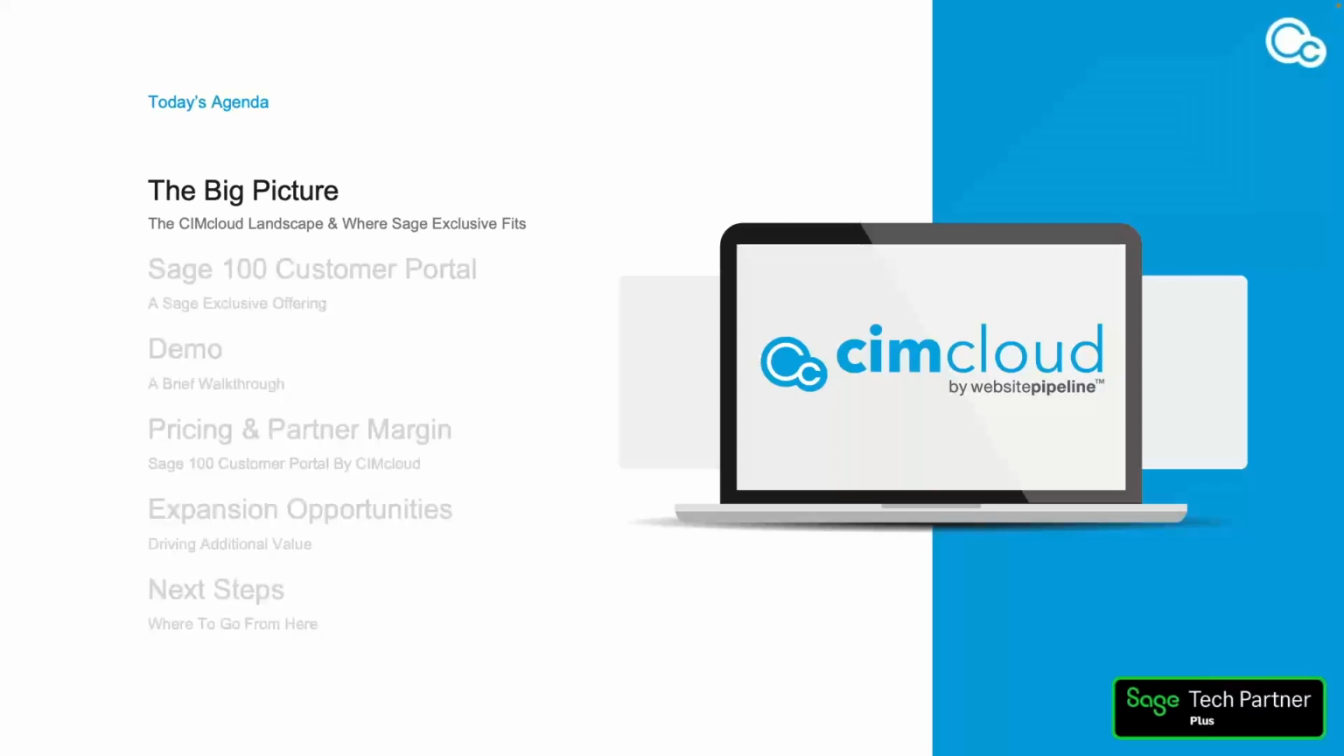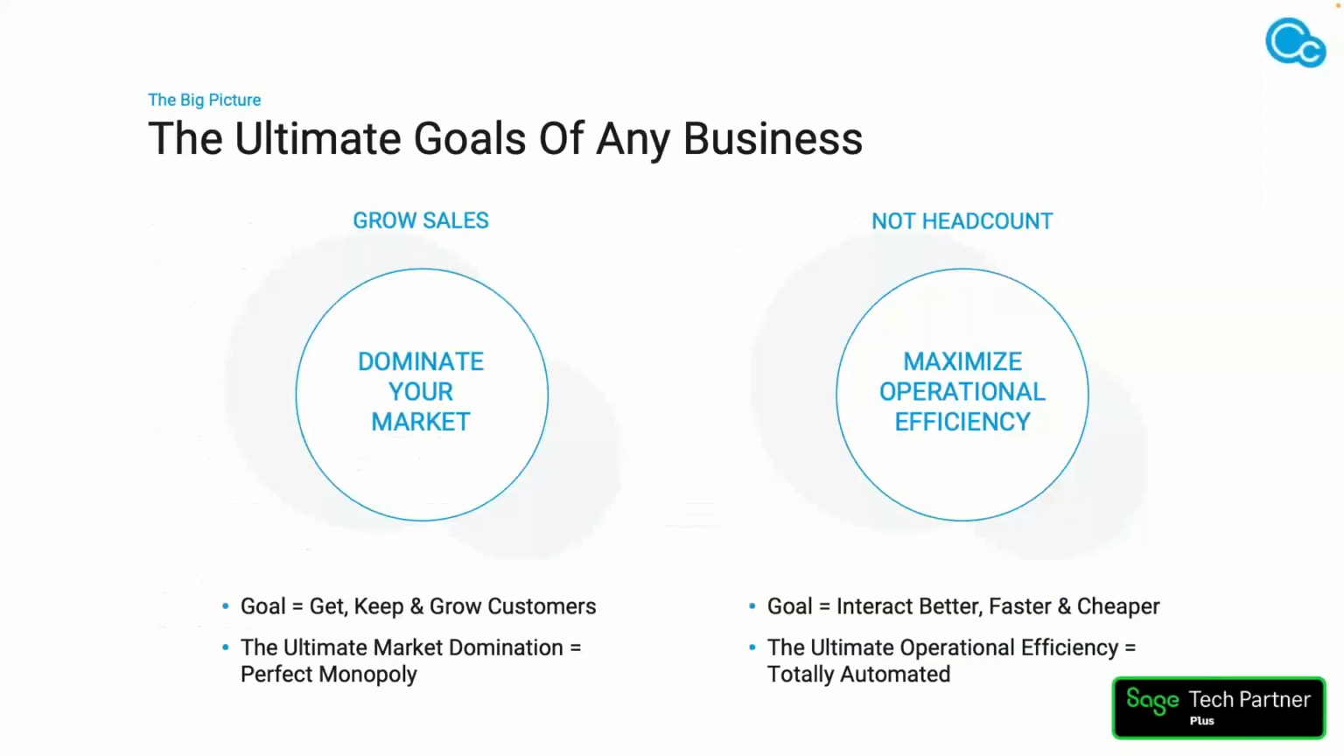So without further ado, I'm going to start with the big picture. When you're working with your customers, they may be looking at warehouse automation software. They may be looking at sales tax or an Avalara type software. They may be looking at business intelligence or e-commerce, but all of those solutions, including the Sage ERP that they are running, are designed to do one of two things.